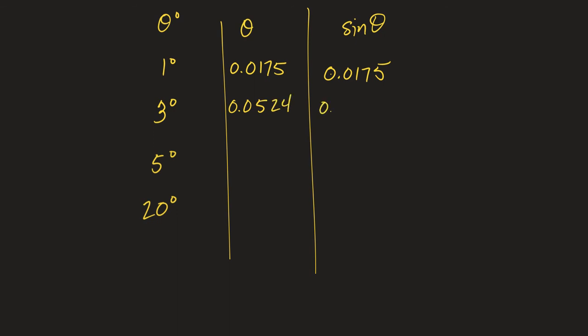The sine of 3 degrees is 0.0523. How many radians is 5 degrees? The sine of 5 degrees is 0.0872. Big jump here.